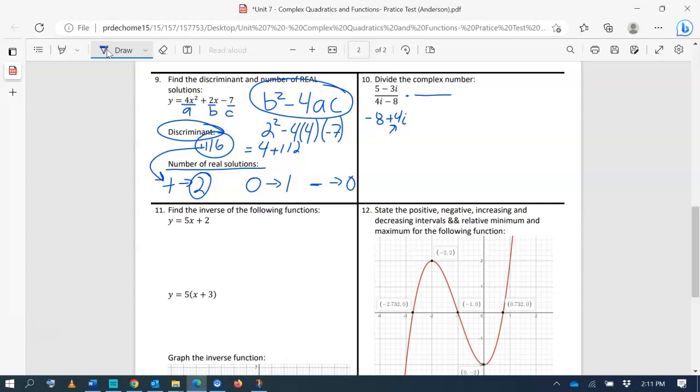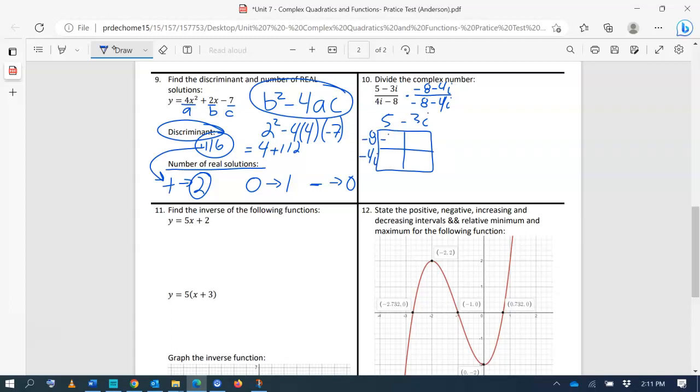So we multiply the top and the bottom by negative 8 minus 4i, and the bottom is negative 8 minus 4i as well. And now we have 2 different multiplications we have to work on. Let me erase that just for space. Let's do the top first. So I have a box here, 5 minus 3i, and negative 8 minus 4i.